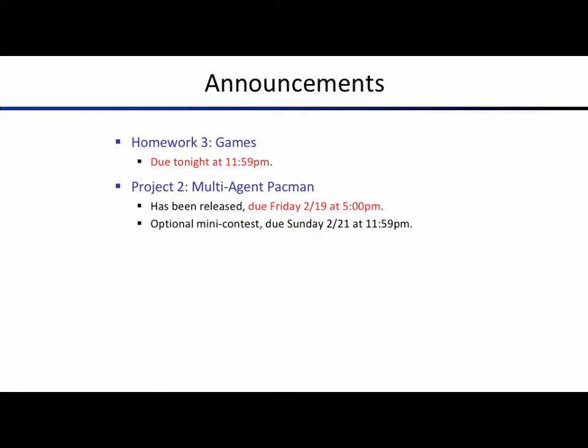As a quick recap, MDPs were basically like search problems, but search problems where we weren't really sure what the consequences of our actions were going to be. In regular search problems, you're in a state, you take an action, you know where you're going to end up. We relaxed that assumption in Markov decision processes.